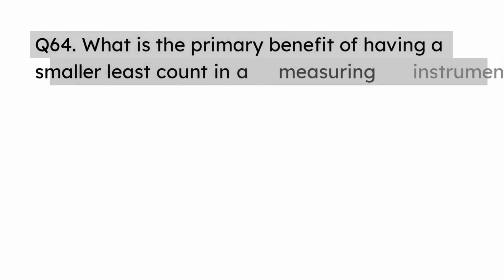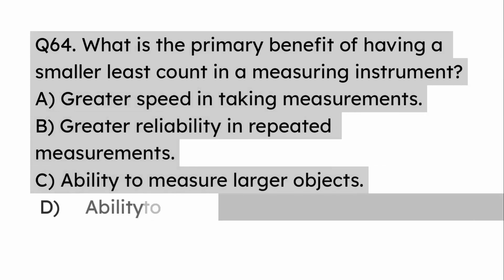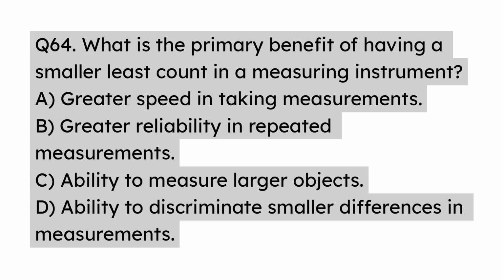Q64. What is the primary benefit of having a smaller least count in a measuring instrument? A. Greater speed in taking measurements. B. Greater reliability in repeated measurements. C. Ability to measure larger objects. D. Ability to discriminate smaller differences in measurements.